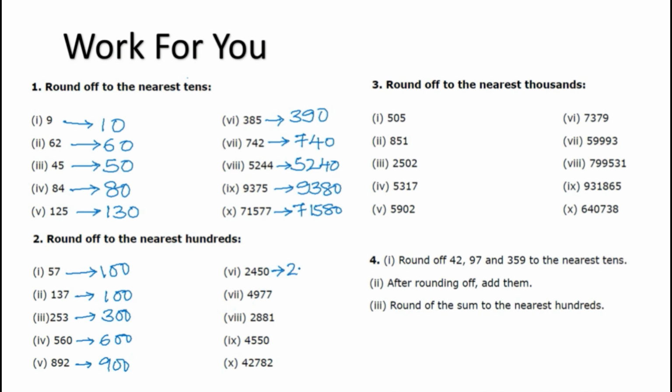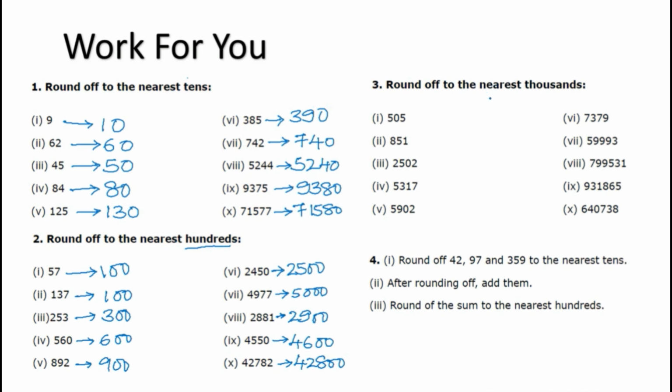2450, it becomes 2500. 4977, on rounding it becomes 5000. The reason is 9, when 1 is added to it, it becomes 10. 2881, on rounding it becomes 2900. 4550, upon rounding it becomes 4600. 42,782, it becomes 42,800. That is for rounding off to the nearest hundreds.